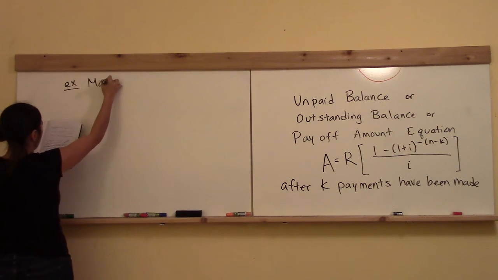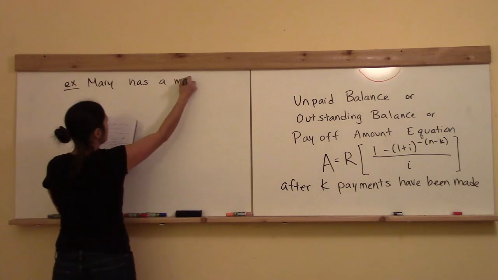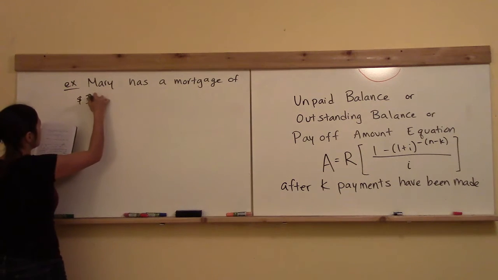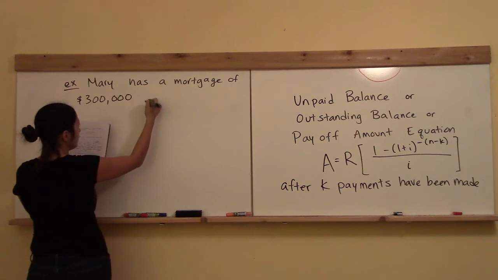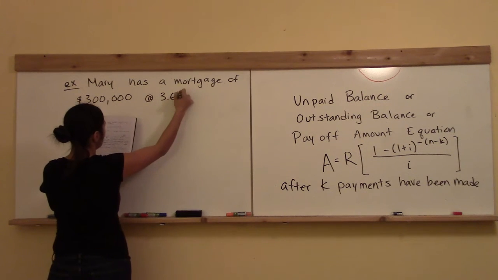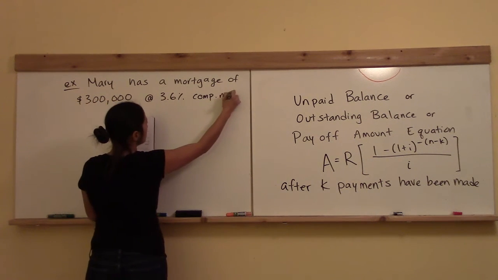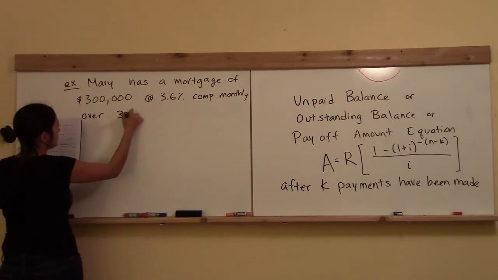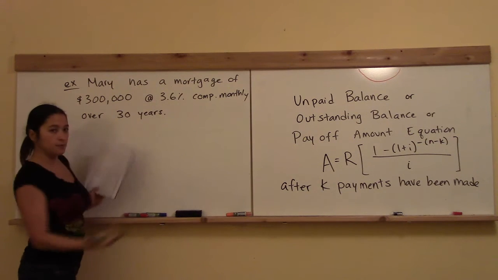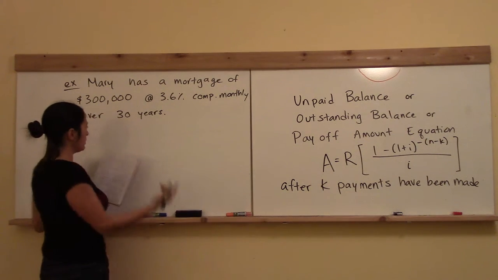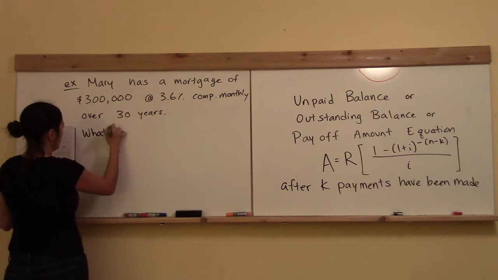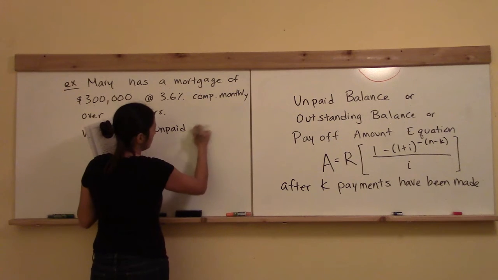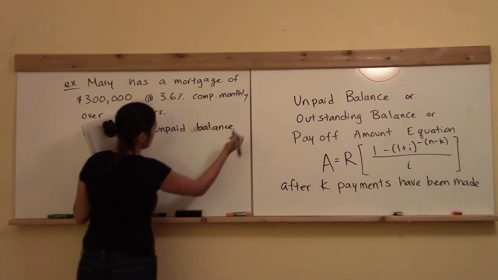Let's say that Mary has a mortgage, and the mortgage was originally for $300,000. That was the principal she borrowed. And that was at 3.6% compounded monthly. And it was a 30-year loan. So that was over 30 years. Okay? Now we're going to make a multi-step question. What I really want to know here is what's the unpaid balance after 1 year?